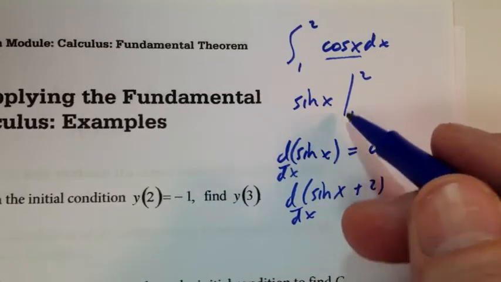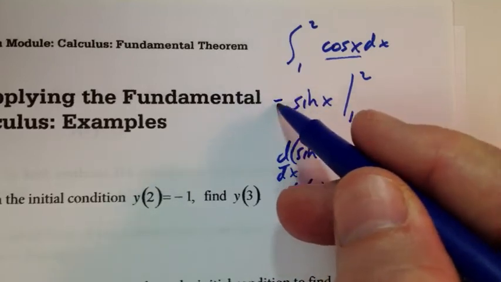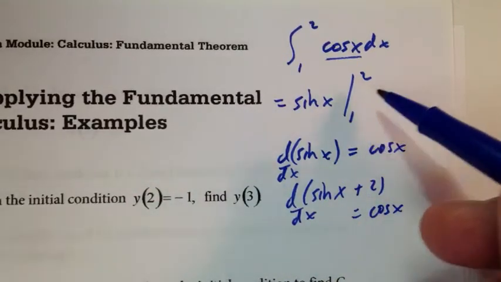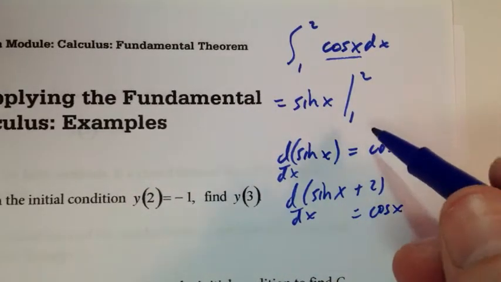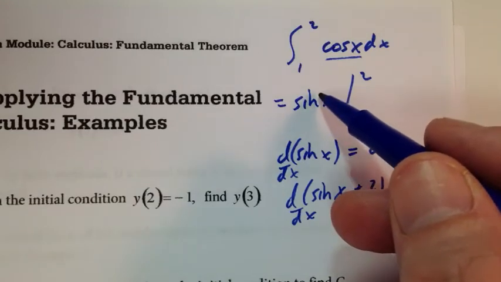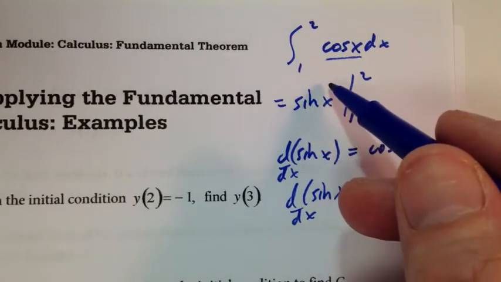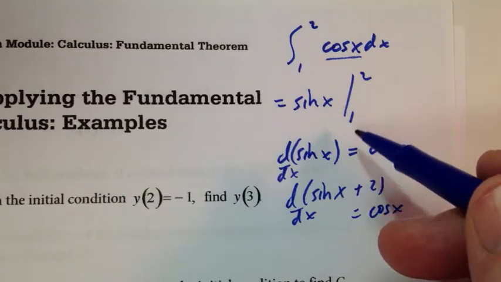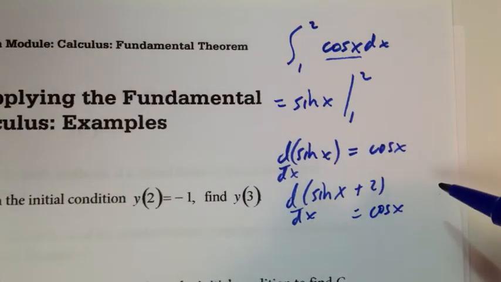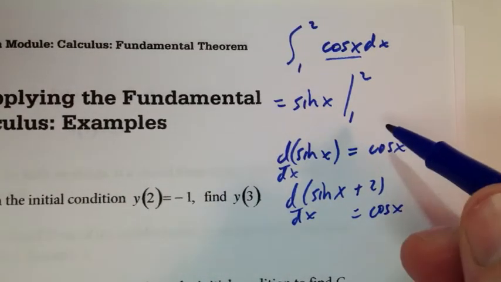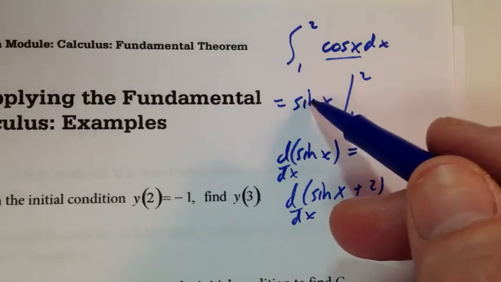Why would we choose sine of x when we're evaluating definite integrals? Because the sine of x is the easiest of them all. And if we chose sine of x plus 2, the definite integral would have the same value. So you can try that on your own if you want. But we choose the most simple antiderivative.